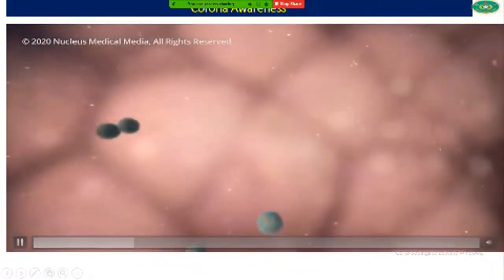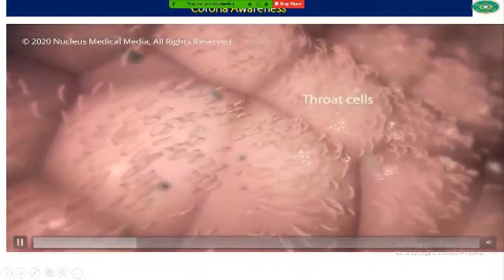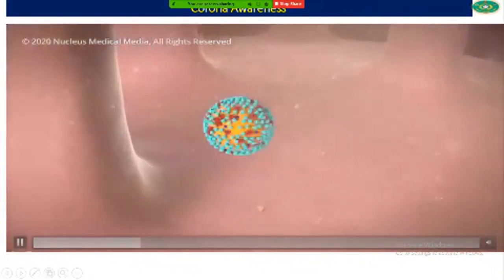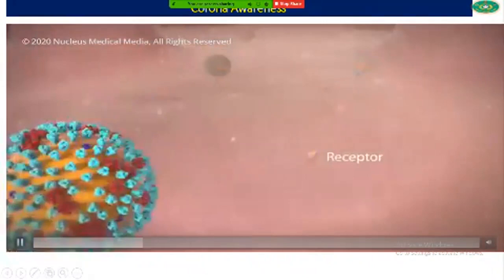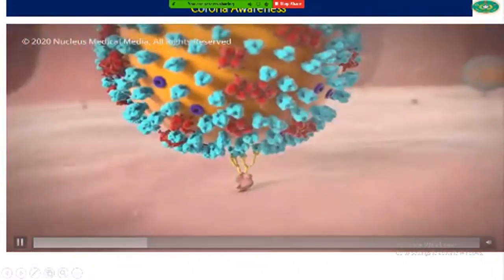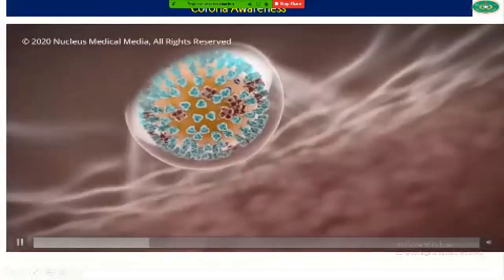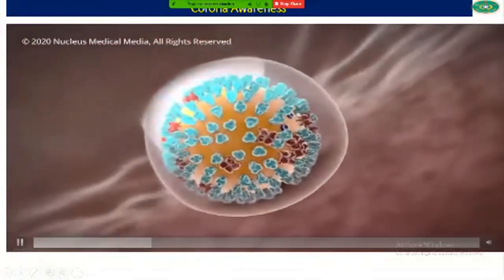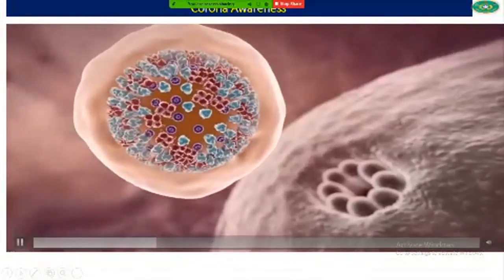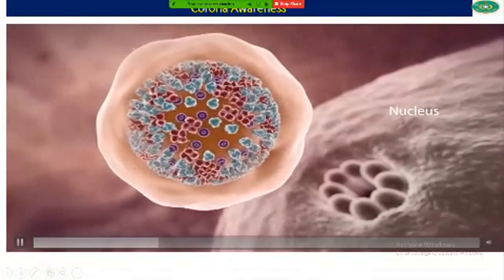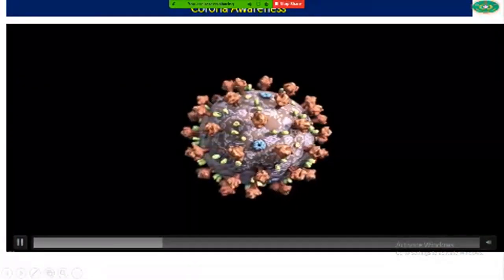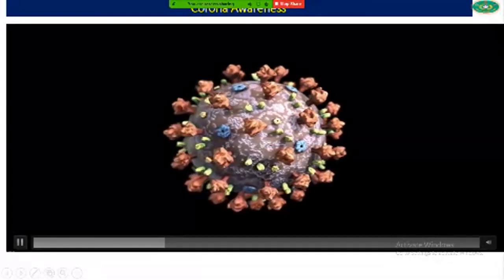Once inside your body, the virus comes in contact with cells in your throat, nose, or lungs. One spike on the virus inserts into a receptor molecule on your healthy cell membrane like a key in a lock. This action allows the virus to get inside your cell. A typical flu virus would travel inside a sac made from your cell membrane to your cell's nucleus that houses all its genetic material. The coronavirus, on the other hand, doesn't need to enter the host cell nucleus.